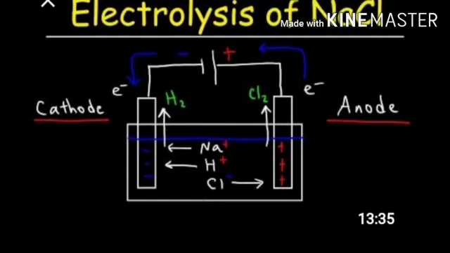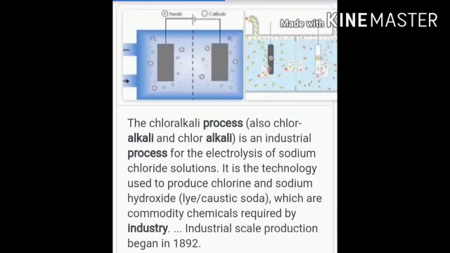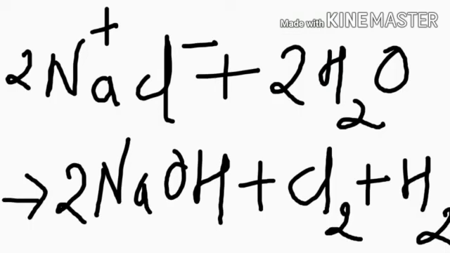Sodium hydroxide solution is formed near the cathode. This process of electrolysis of sodium chloride is called the chlor-alkali process, as one of the products formed is sodium hydroxide, an alkali, and the other product is chlorine. Here you can see the reaction which is taking place.